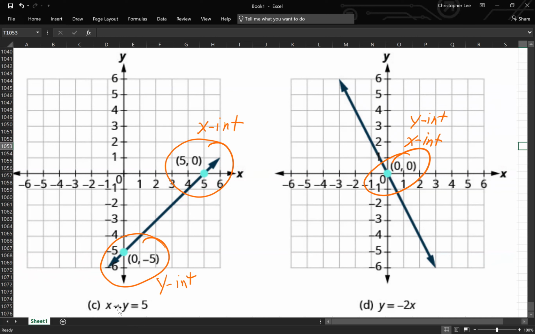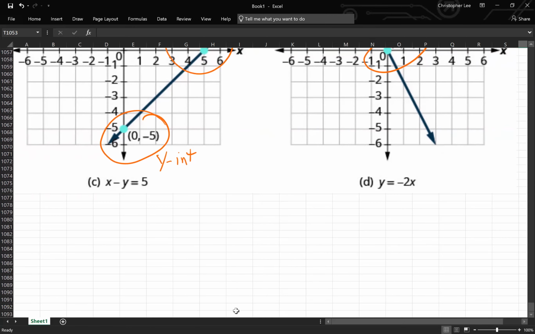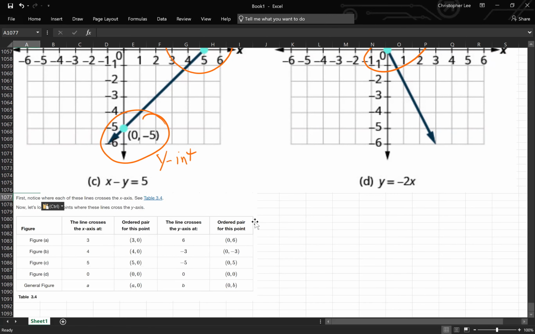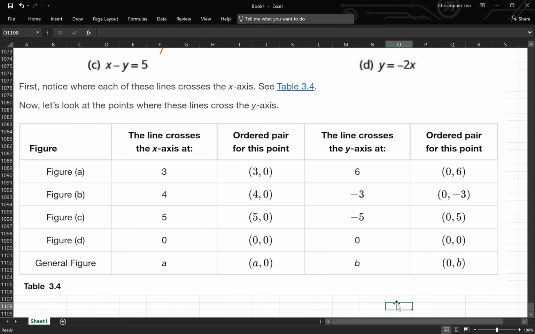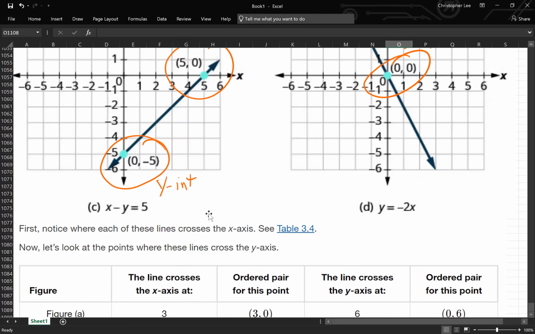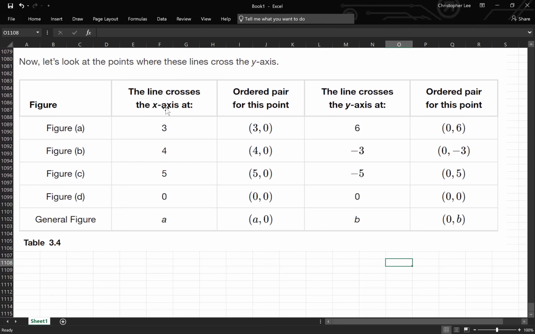All right. Want y'all to see that. Let's talk about it a little bit more from the table point of view. So first notice where each of these lines crosses the x-axis. Now, let's look at the points where these lines cross the y-axis. So we have figure A, the first one over here. The line crosses the x-axis at 3, so the ordered pair for this point is 3 comma 0. And then the line crosses the y-axis at 6, where our ordered pair is 0 comma 6.